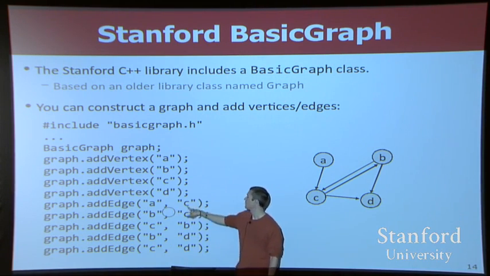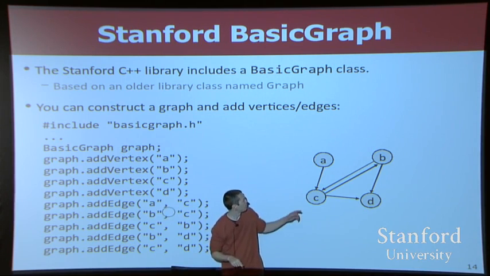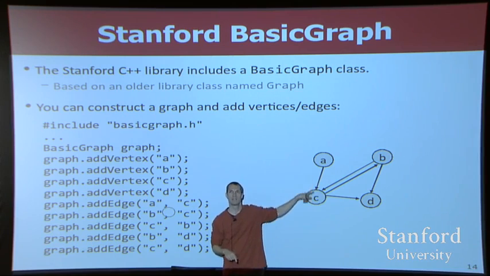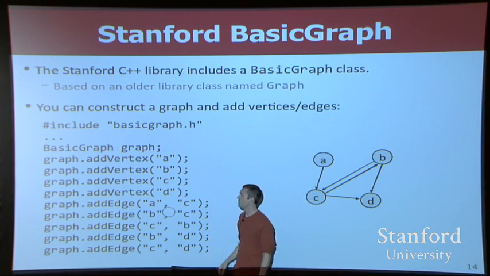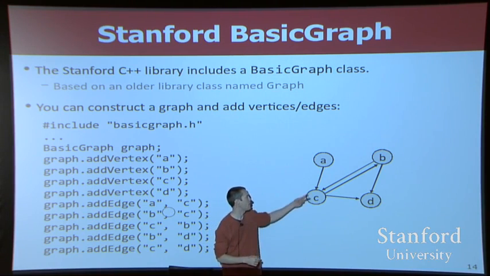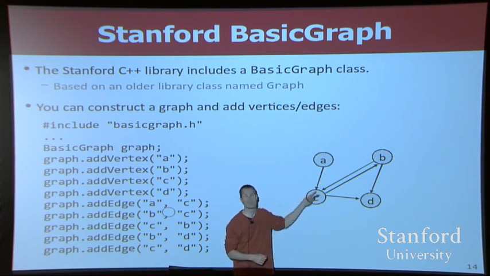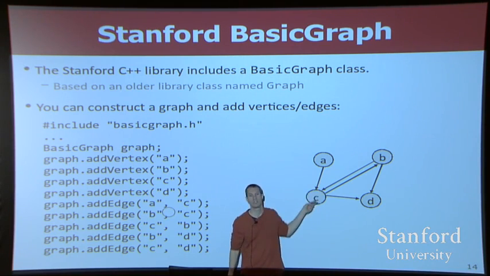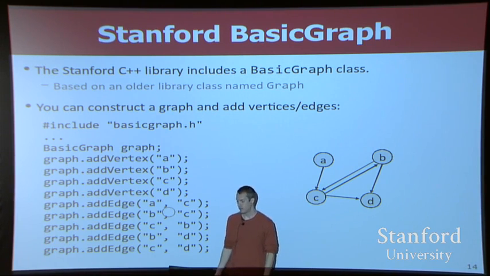So if I add an edge from A to C, it makes an arrow out from A that touches the arrowhead at C right here, from A to C. If you want an undirected graph, or you want the edge to go both ways, you just add the edge twice, once from B to C and once from C to B. That's what the code does right here. And then I end up getting essentially an undirected edge there, or close to it, basically. OK? So that's how the library works.